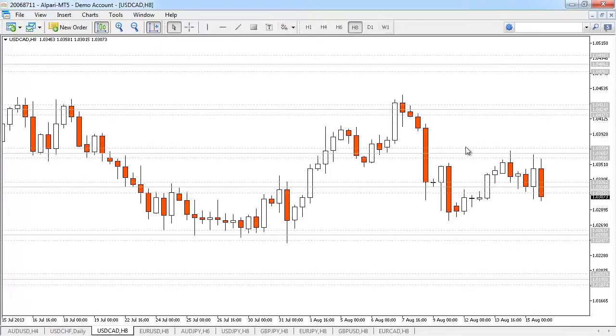No, I don't go down to a lower time frame. I never go down to a lower time frame. It just gets too confusing going down to lower time frames. I stick to the time frame I'm working on every time.